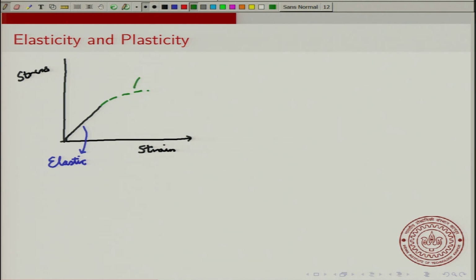This is the plastic deformation. You can have other behaviors also, but a typical behavior will have an elastic region and a plastic region. Now I should emphasize that strain refers to deformation. That means how much you can deform the crystal.